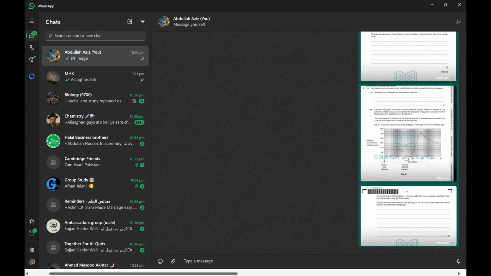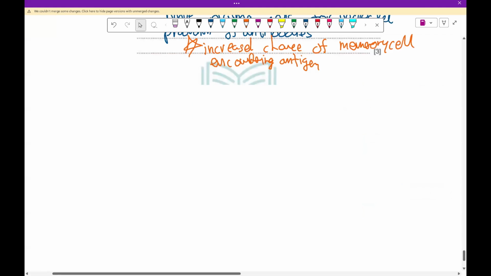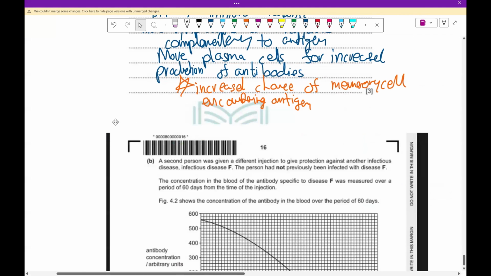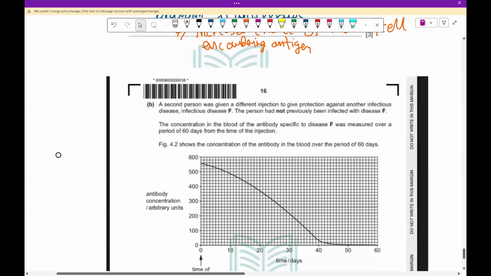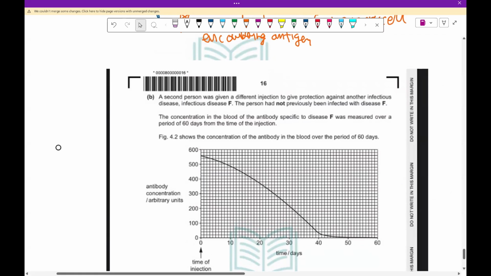Second person was given a different injection to give protection against another infectious disease F. The person had not previously been infected with disease F. The concentration in the blood of the antibody specific to disease F was measured over a period of 60 days from the time of the injection.